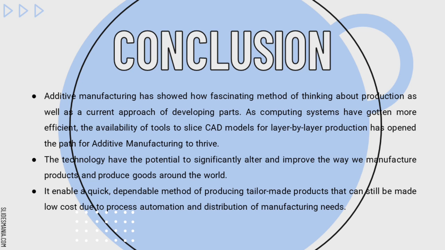The technology has the potential to significantly alter and improve the way we manufacture products and produce goods around the world. It enables a quick, dependable method of producing tailor-made products that can still be made at low cost due to process automation and distribution of manufacturing needs.